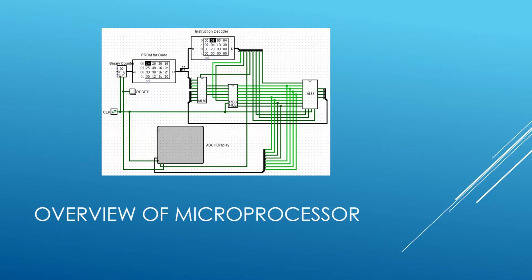Quick overview: we have a binary counter which counts in binary and sends a signal over to the PROM for code, where we have a set of instructions. 4 bits are sent to the instruction decoder. The other 4 bits are sent to the data mux, which, according to the instructions, needs to adjust or change the register file, which contains a set of registers.